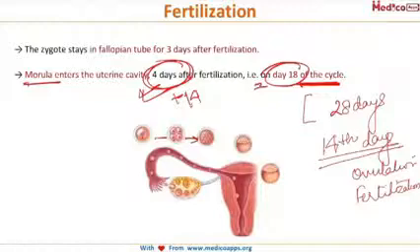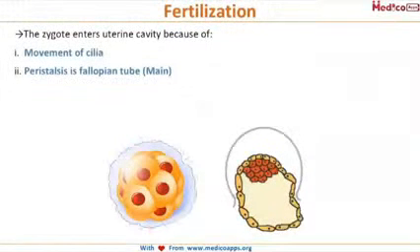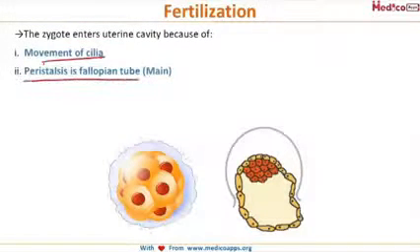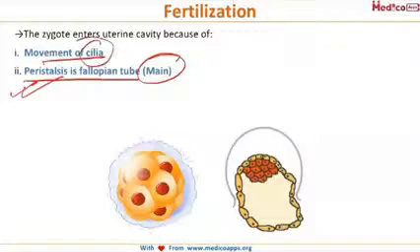Now, what helps in the movement of the zygote towards the uterine cavity? That is the movement of the cilia present in the fallopian tube as well as the peristalsis of the fallopian tubes, and among these the peristalsis is the major factor. Now, here we have a clinical implication: in case of pelvic inflammatory disease, either due to tuberculosis or any other infection, when the cilia are damaged, then the movement of the zygote is hampered, and thus it leads to ectopic pregnancy. That is, the zygote gets implanted in the fallopian tube itself.